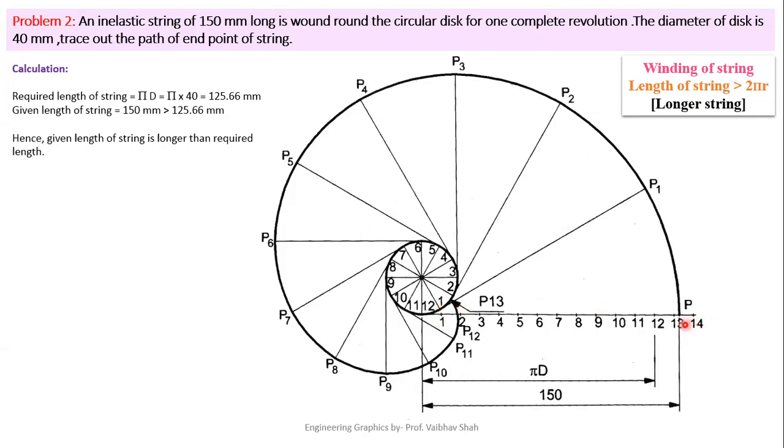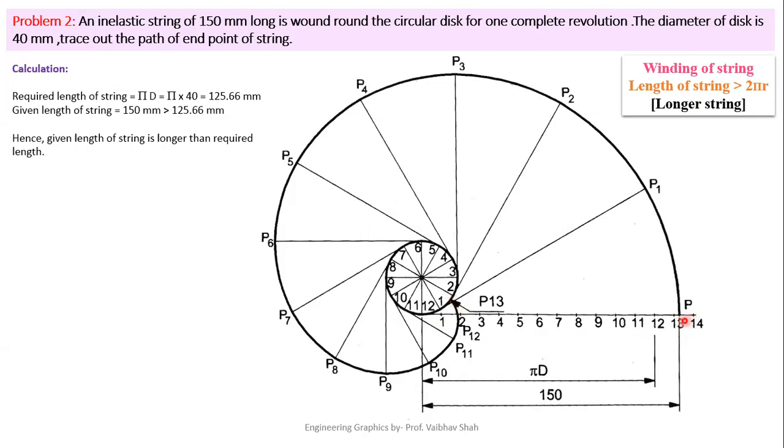For this additional point, you have to take the dimension of 13 till point P and put this rounder here at point 13, or you can say point 1, and try to cut the circle here. Then you will have this final point as your P point. Not P13, but this will be your final point, P.